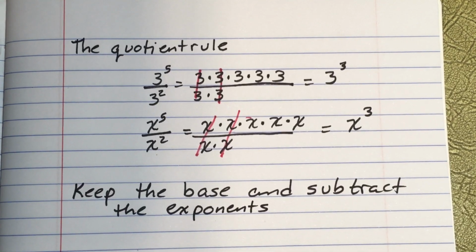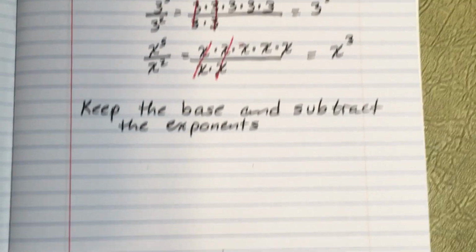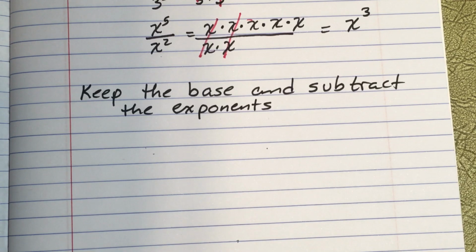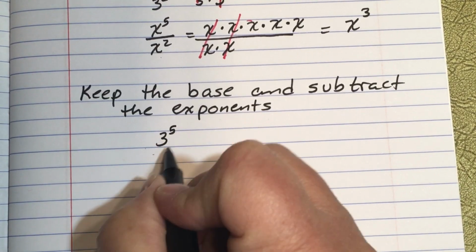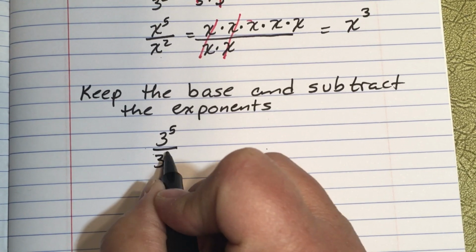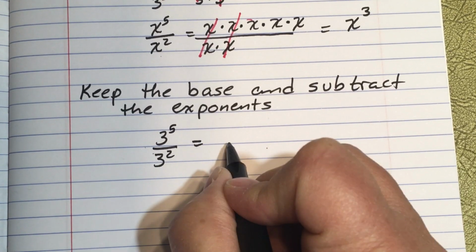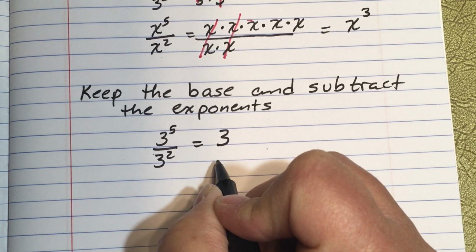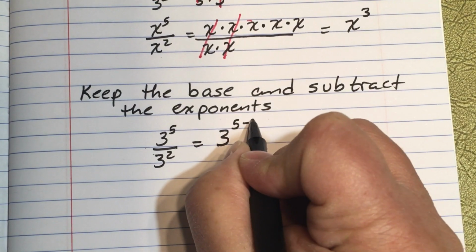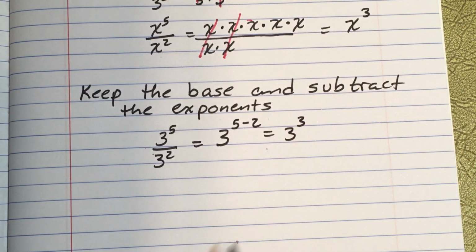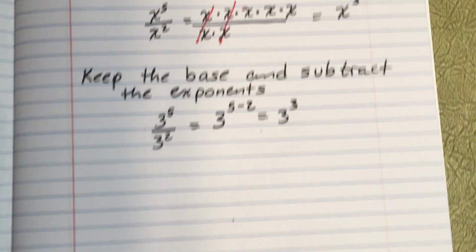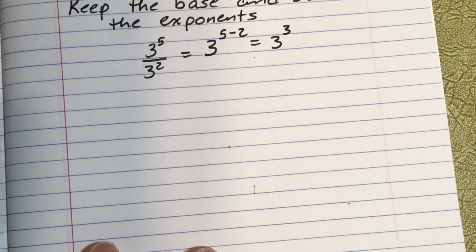So now I still have that fraction. I'm going to take the top minus the bottom. So I have 3 to the 5th divided by 3 squared. I'm going to keep the base 3, but now I'm just going to subtract the exponents. 5 minus 2, and I get 3 to the 3rd power. So the quotient rule also applies when I have a bunch of variables and numbers together.